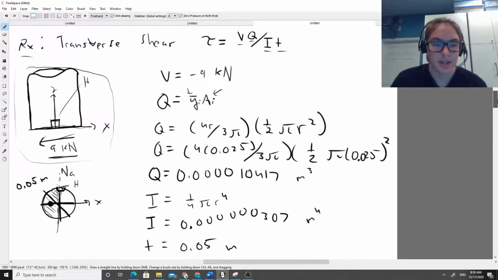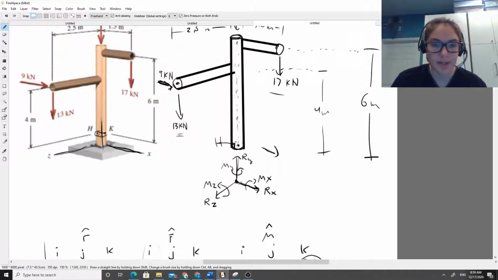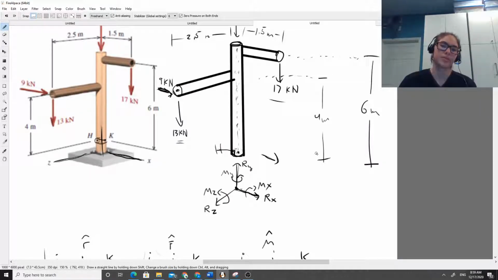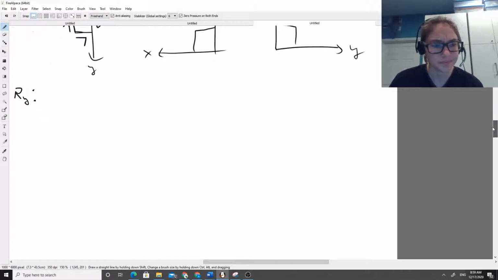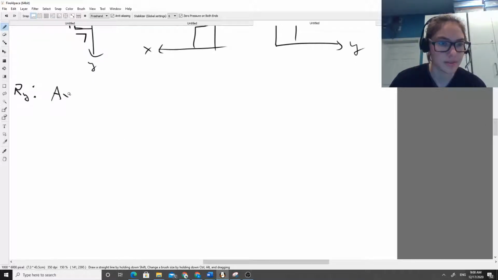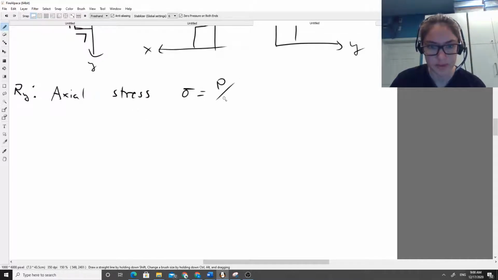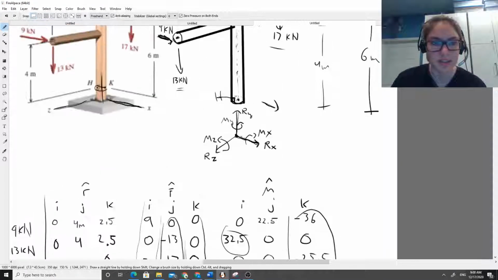So Ry, we can see where it's acting. It's acting in the longitudinal direction, and it is a force, so this is actually going to create an axial stress instead of a transverse shear stress. And the equation for our axial stress is just going to be the stress is equal to the force divided by the area. So this is going to be pretty quick here.